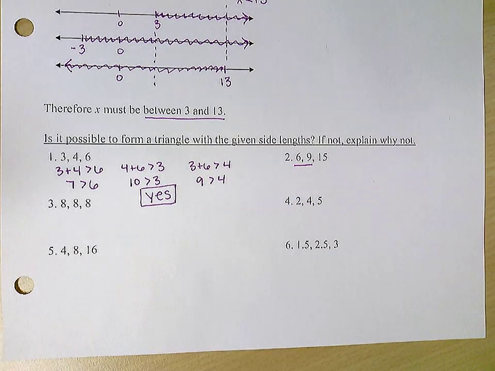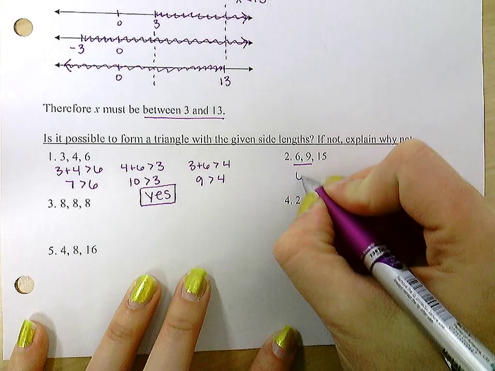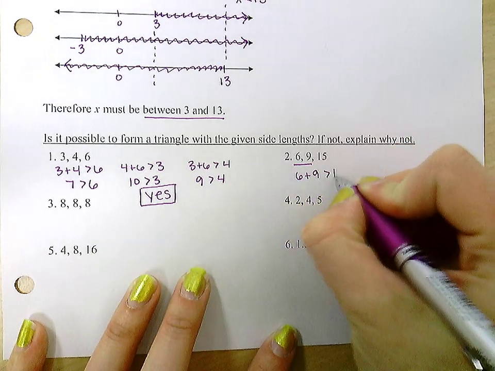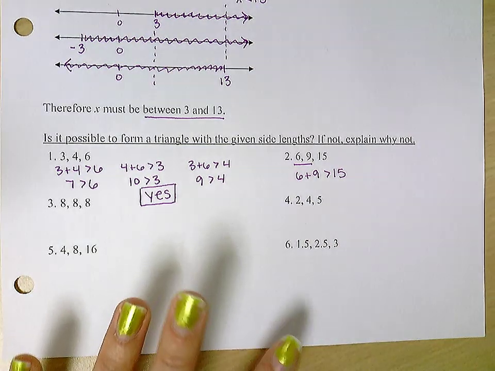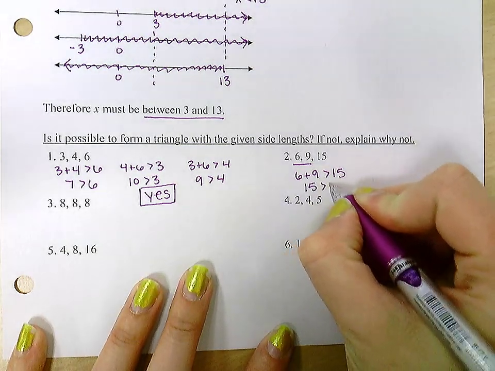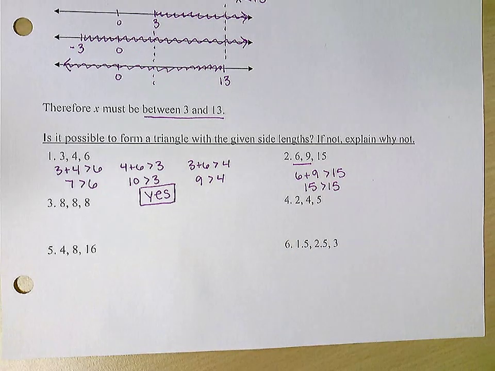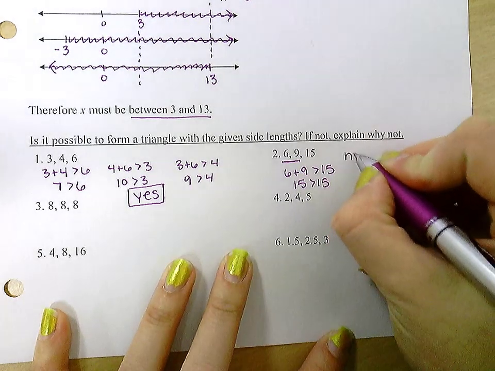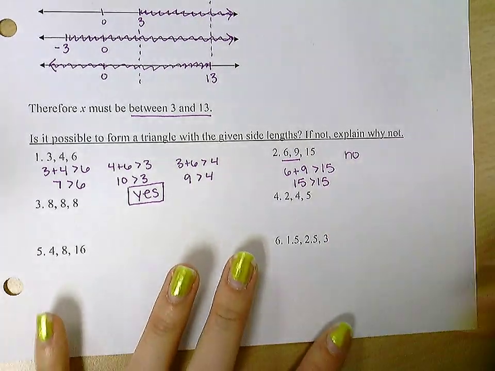Those are the ones I want to add together and see if they're greater than the third side. So 6 plus 9 greater than 15. Well, 6 plus 9 is 15. Is 15 greater than 15? No. Okay, so these would not form a triangle. So we would say no.